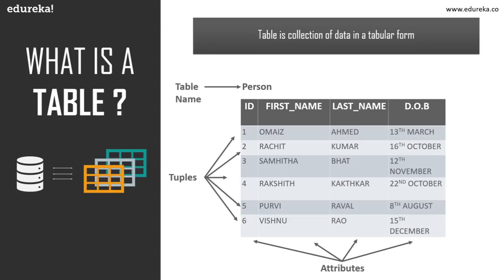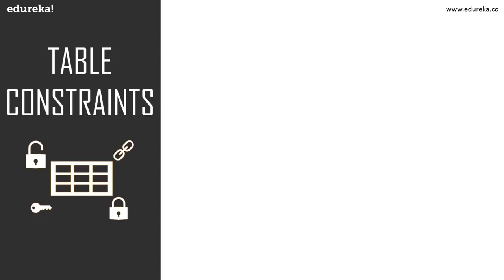Those are ID, first name, last name, and date of birth. So I hope you have understood the concept of table. Let's now understand the table constraints. So what are table constraints? In simple words, it is a restriction that is specified by the user while creating a table.